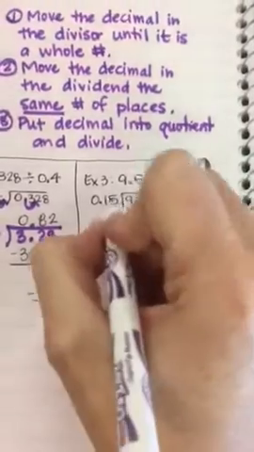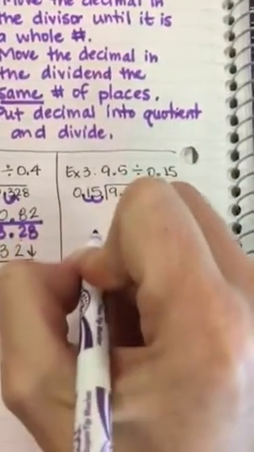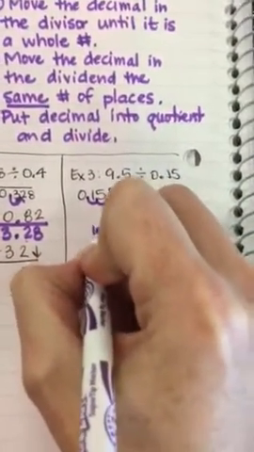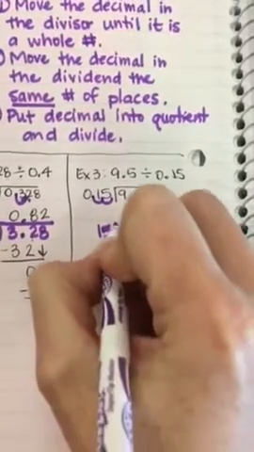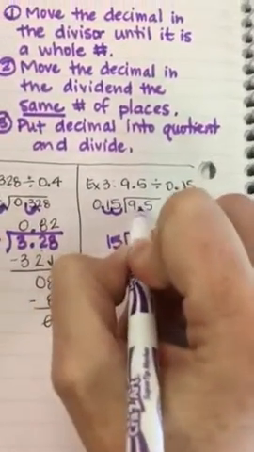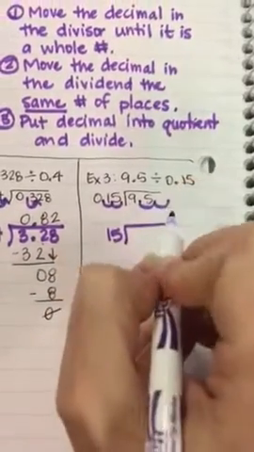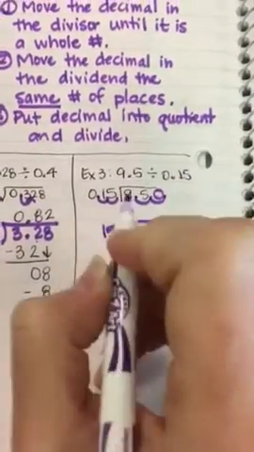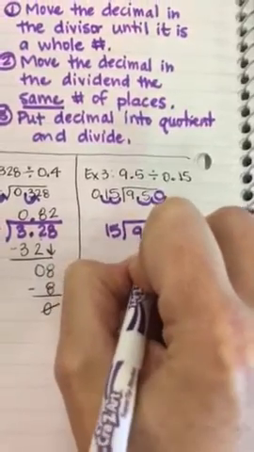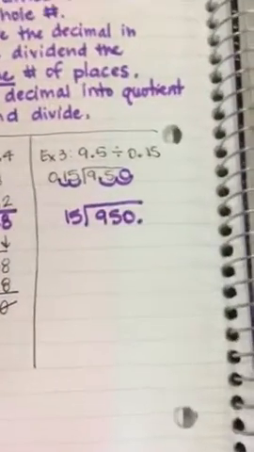I know that my expectation is I'm going to move this one 2 places to make it a whole number so that my decimal's behind it. If I moved this one 2 places, I also have to move this one 2 places. So I'm going to fill that hole with a 0. And this is what I have.